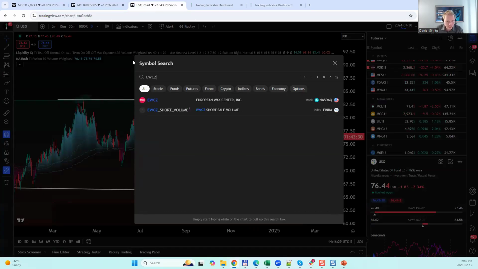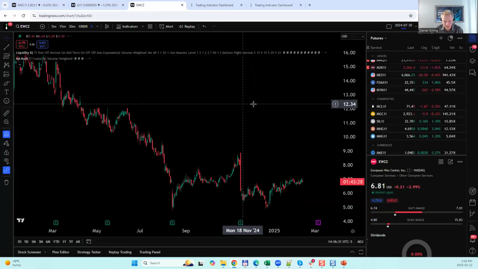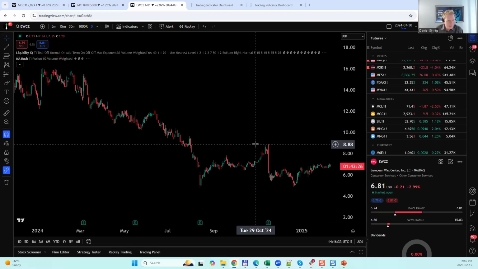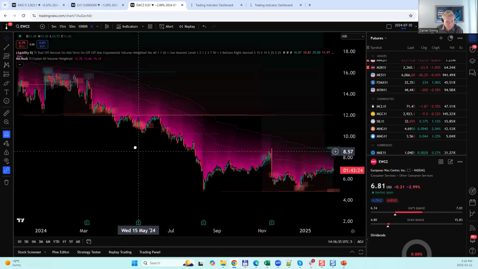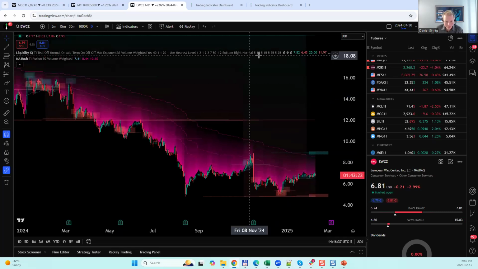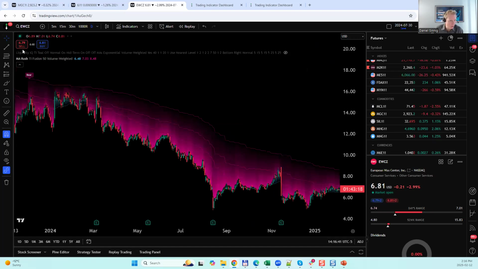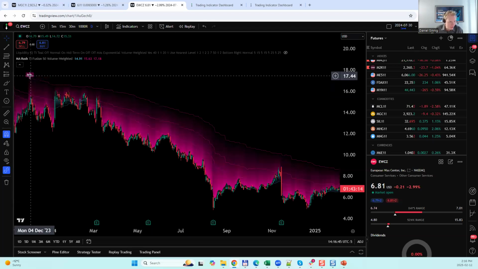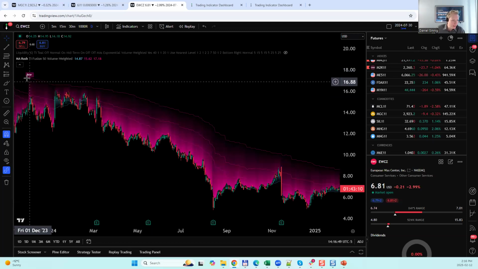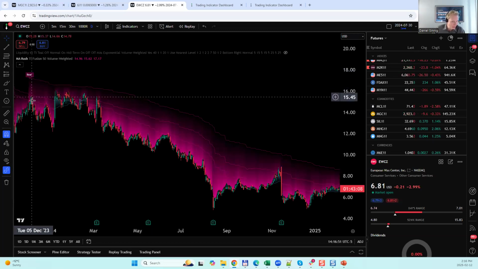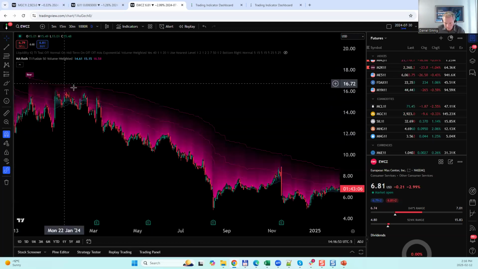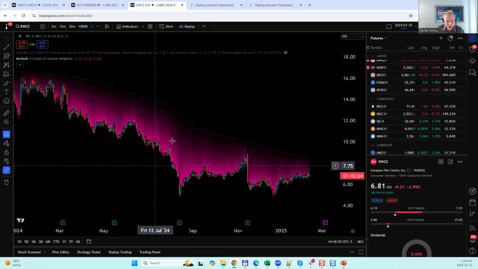EWCZ, European Wax Center. Okay. Let's see what that does. Yeah, of course, short is a good point. Look at that. Just look at the color of this chart. This is our MA rush indicator. You can see it here. Look at this bearish sign here. This bearish flag was printed in real time back in December 2023. And what a beautiful follow through we had since then.